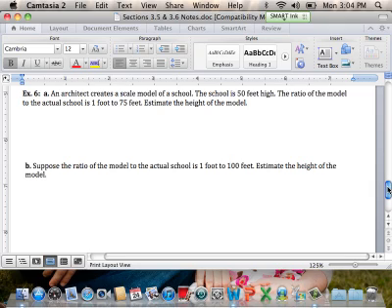So example 6 says an architect creates a scale model of a school. The school is 50 feet high. The ratio of the model to the actual is 1 to 75. Estimate the height. So the scale is 1 foot to 75 feet. The 1 foot is the model. The 75 is the actual. So the question is, how tall is the model when we know the actual is 50?